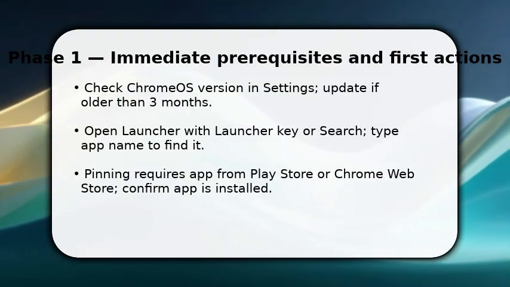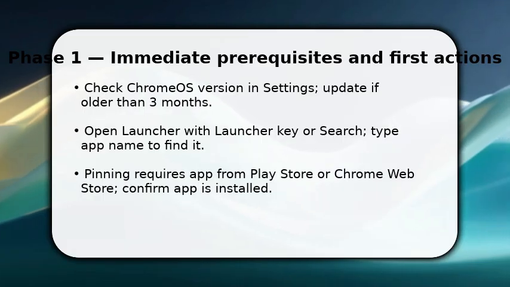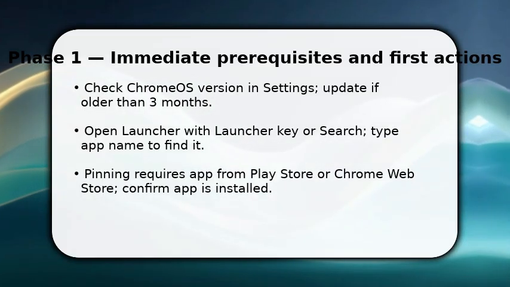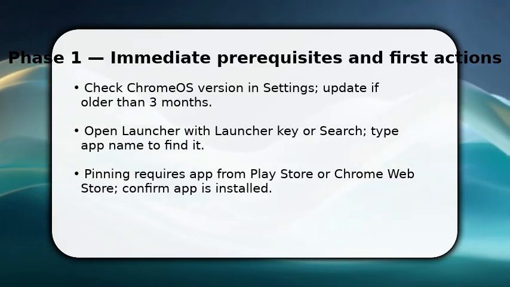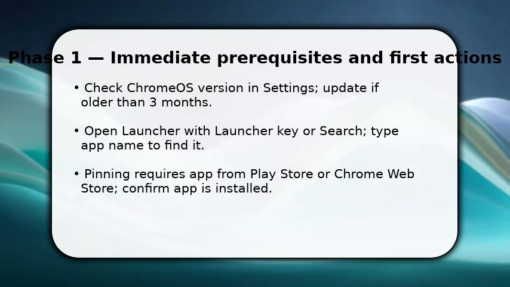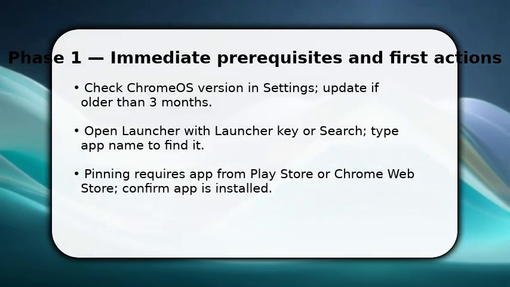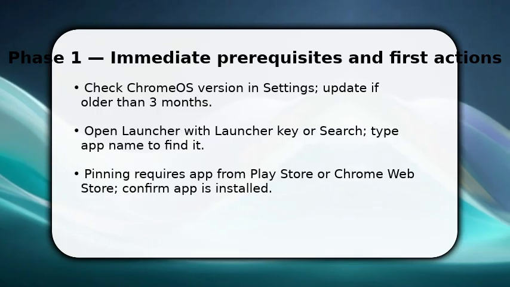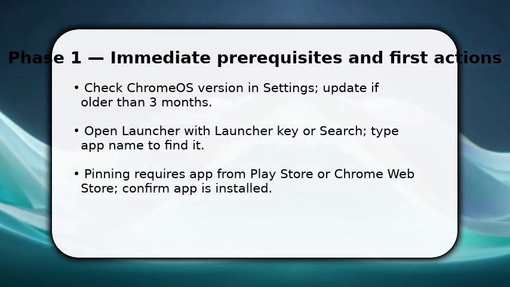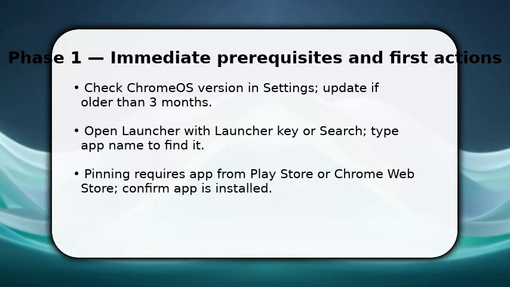You start by confirming the app is actually installed. That matters. Open Settings quickly and check Chrome OS version, then update if needed. Once done, press the launcher key or search, type the app name to surface it. If the app comes from Android Play Store or Chrome Web Store, it can be pinned. Make sure you see the app icon in the launcher before moving to pinning. This ensures the shortcut process will work.